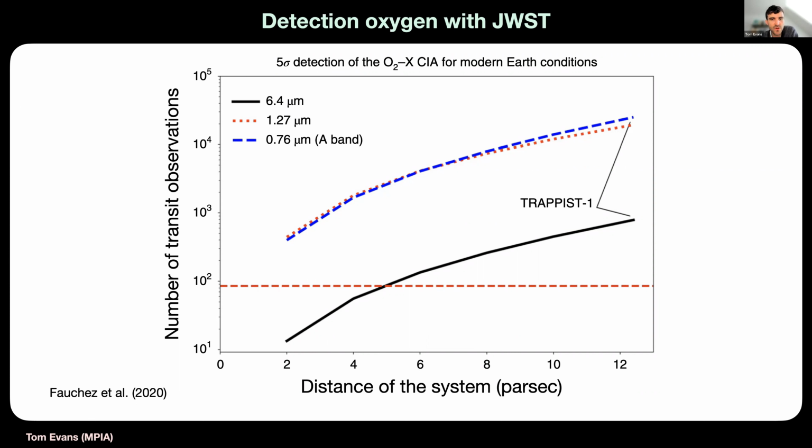And so the 6.4 micron band is about 10 times easier to detect than the shorter wavelength bands, but even so, because the distance to TRAPPIST-1e is about 12 parsecs, a 5 sigma detection of that band would still require about 800 transit observations, which is not realistic. So if a TRAPPIST-1e analog could be discovered much closer at around 4 parsecs or closer, then we're starting to get below 100 transits that's required, which is maybe starting to come within the realms of possibility.